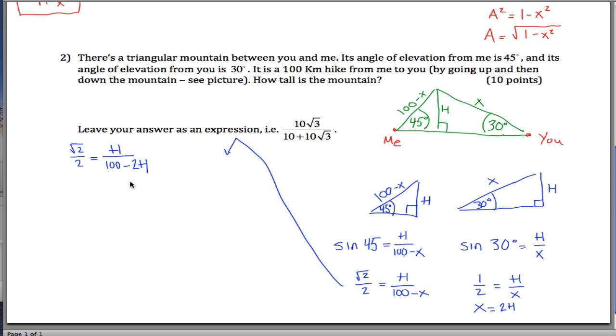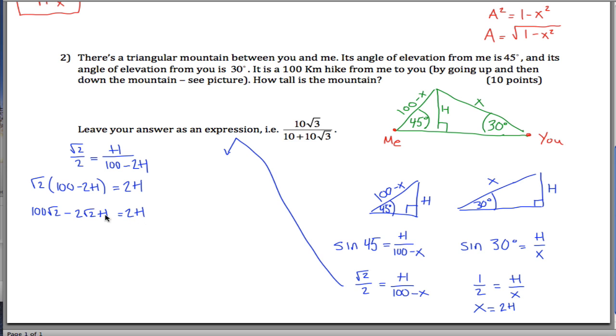Then all I got to do is solve this. Multiply both sides by 100 minus 2h and both sides by 2. Kind of some cross multiplication going there. And I get root 2 times 100 minus 2h is equal to 2h. And if you distribute, you get 100 root 2 minus 2 root 2 h equals 2h.